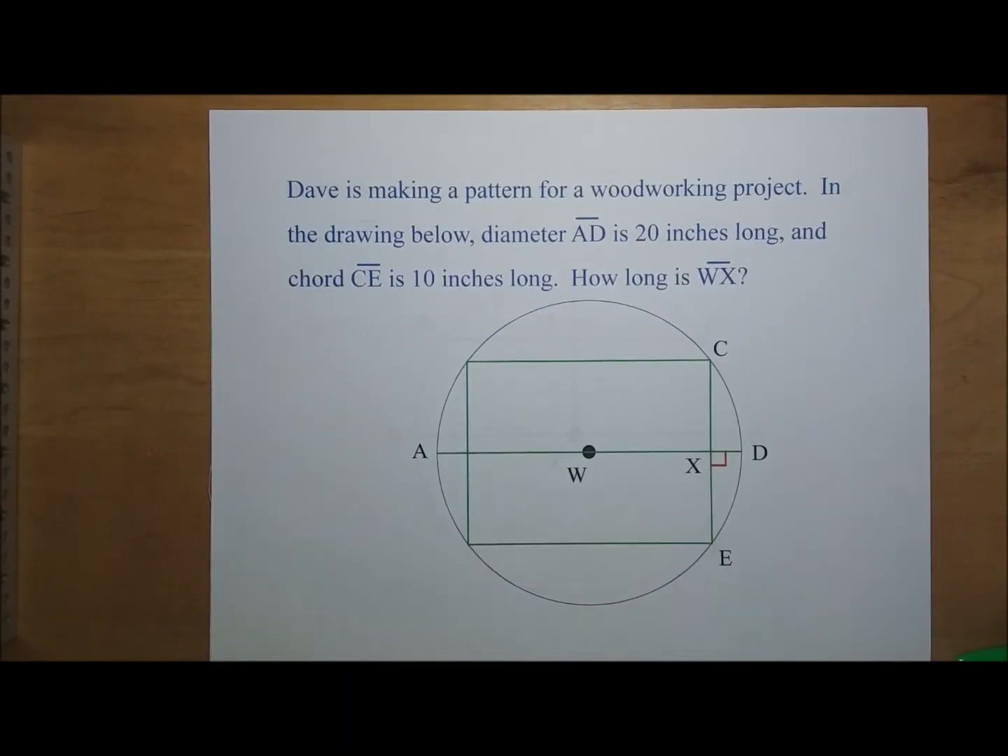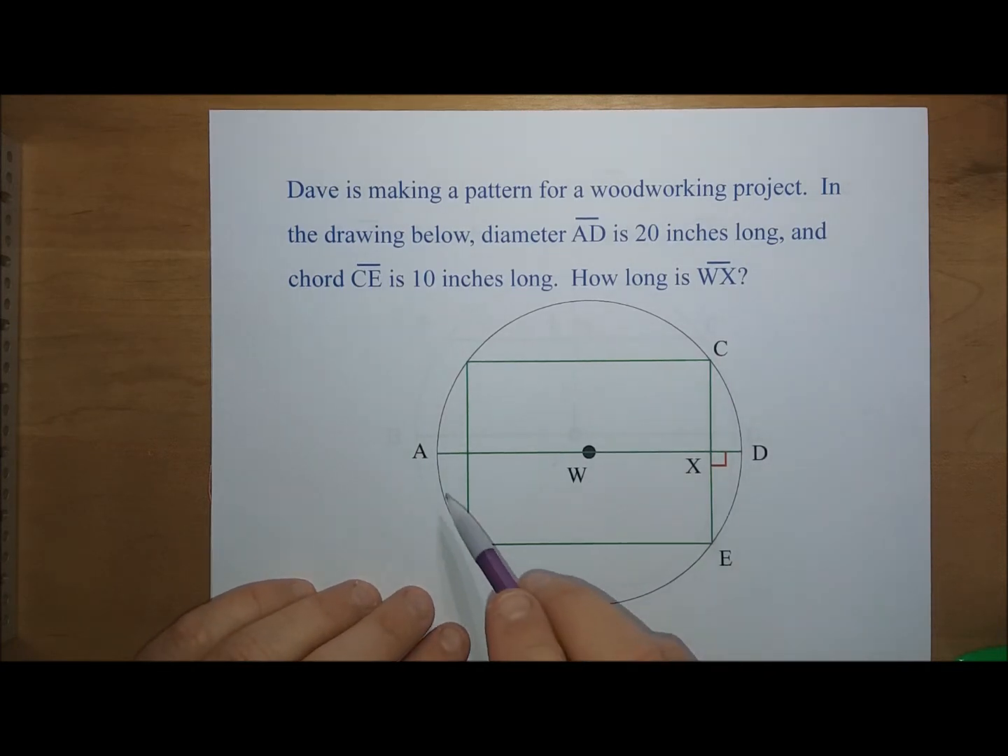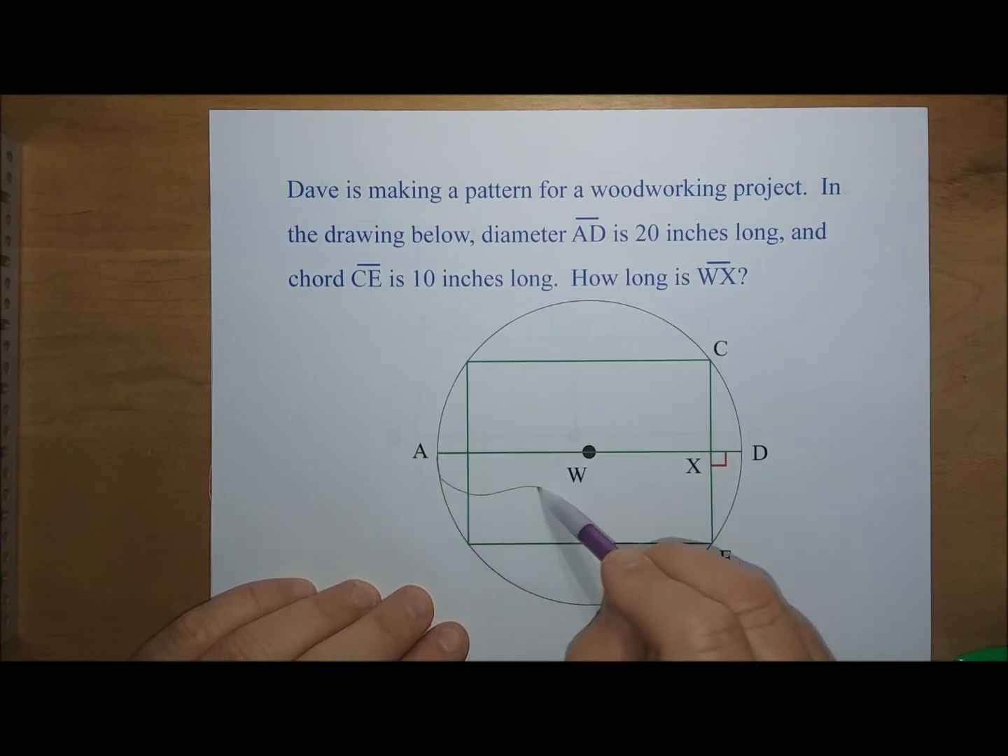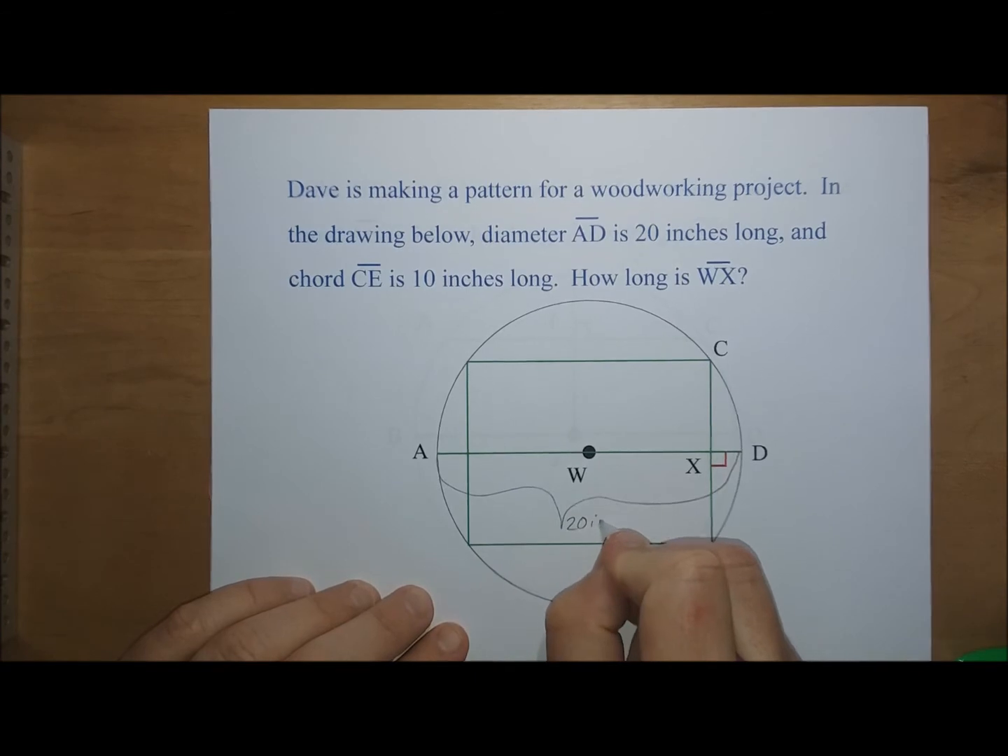All right, what's Dave up to this time? Dave is making a pattern for a woodworking project. In the drawing below, diameter AD is 20 inches long. Okay, AD, that's this right here. I'm going to go ahead and label that. This whole diameter is 20 inches.